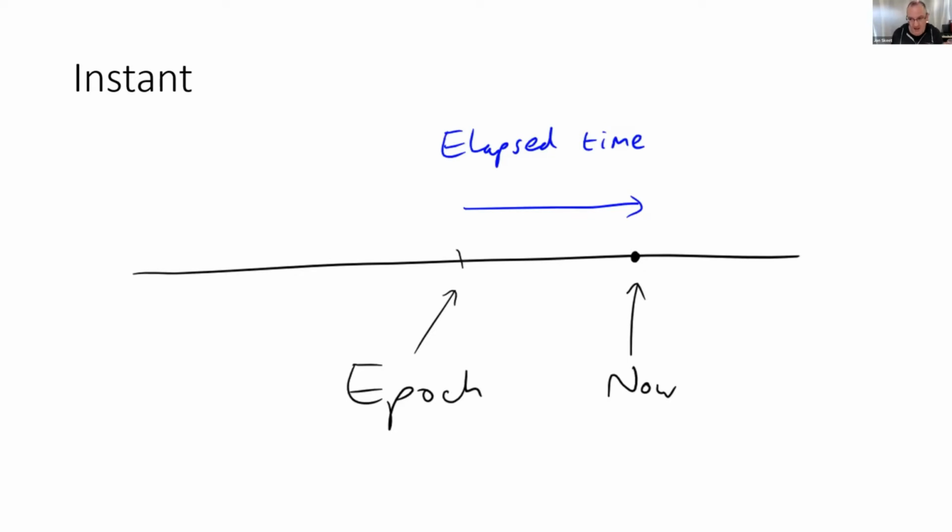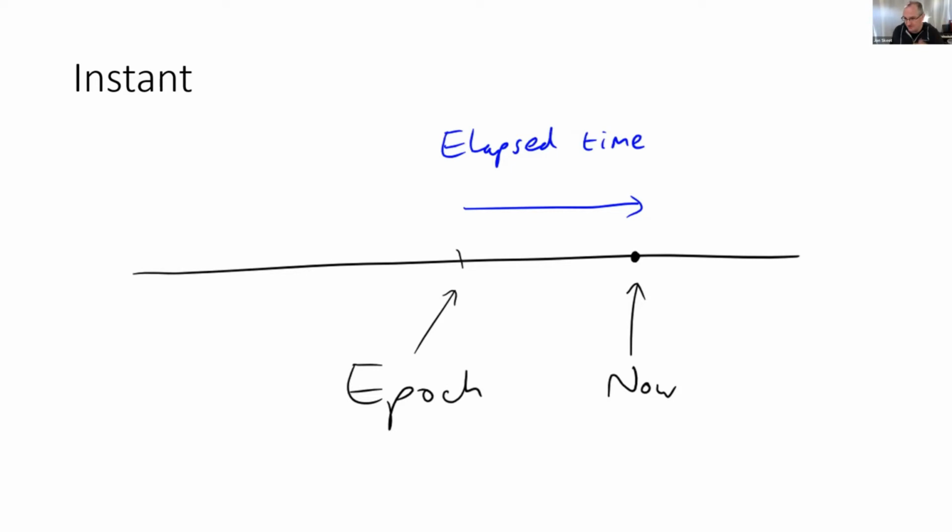Within Noda Time, I have tried very hard to make it impossible to tell what epoch we're using internally. As it happens, we use the Unix epoch, but we could change to a different epoch. It would very slightly affect the range of valid dates, potentially, but you couldn't tell. There's no property that you can get that isn't explicitly relative to the Unix epoch. So that's instant in time.